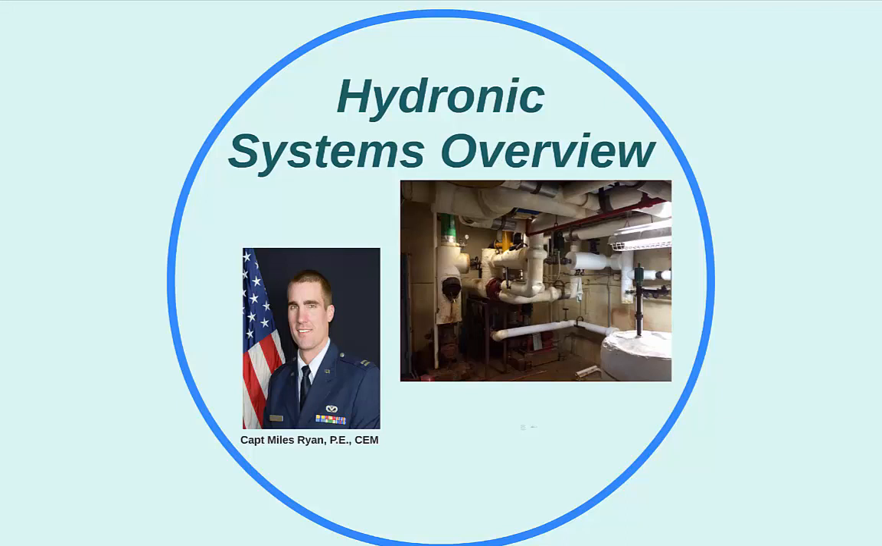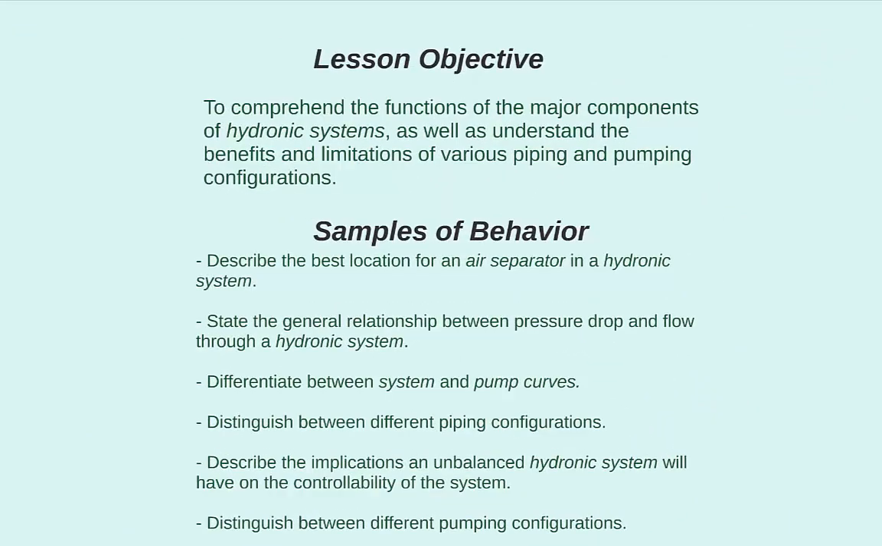In this lesson, we will talk about some typical hydronic system layouts, but present them from a perspective which looks at the advantages and disadvantages the various layouts present in regards to the controllability of such systems. The objective for this lesson will be for students to comprehend the functions of the major components of hydronic systems, as well as understand the benefits and limitations of various piping and pumping configurations.